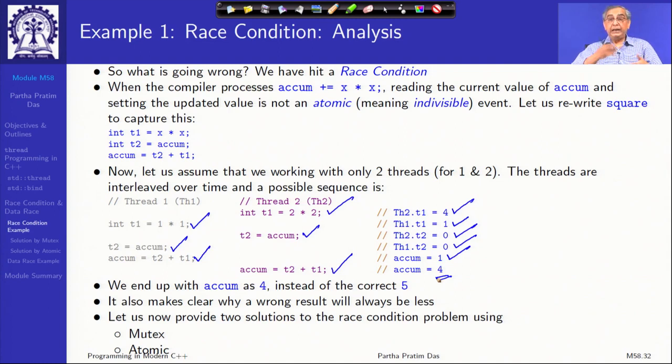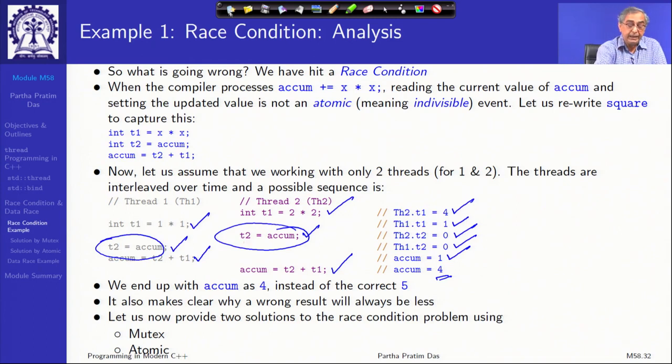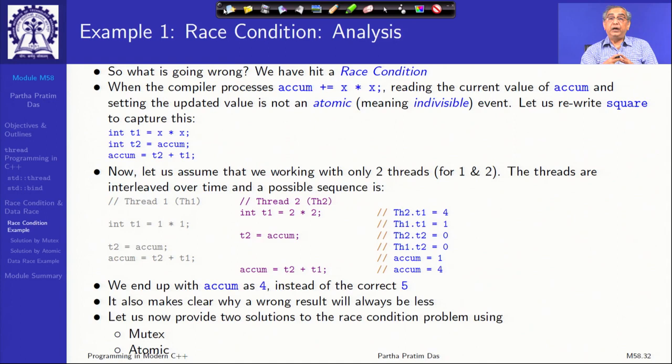So you can see that because of this interleaving, both threads started with a non-updated value of the accumulator, and both of them updated it after that. That is the sole problem causing the incorrect result. You will always get a lower result than expected, which is what we have been seeing, and this is exactly what is called a race condition.